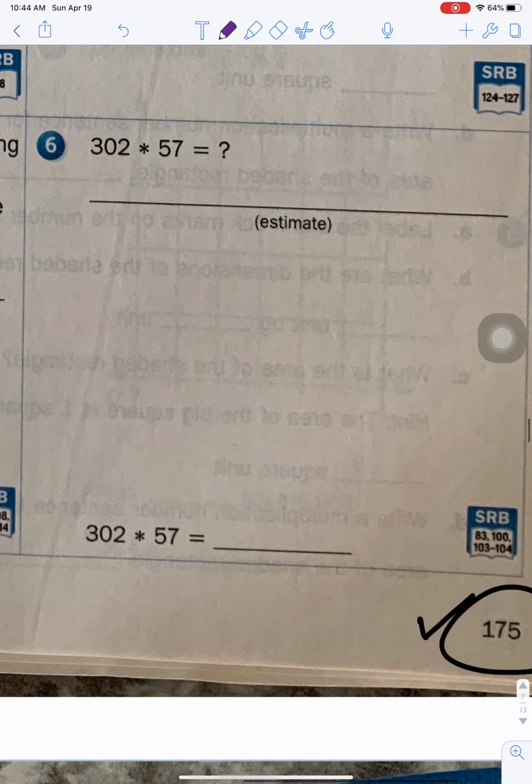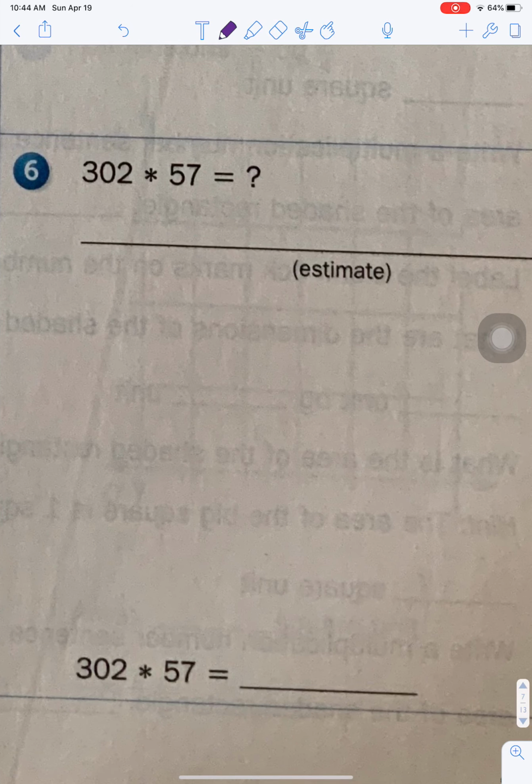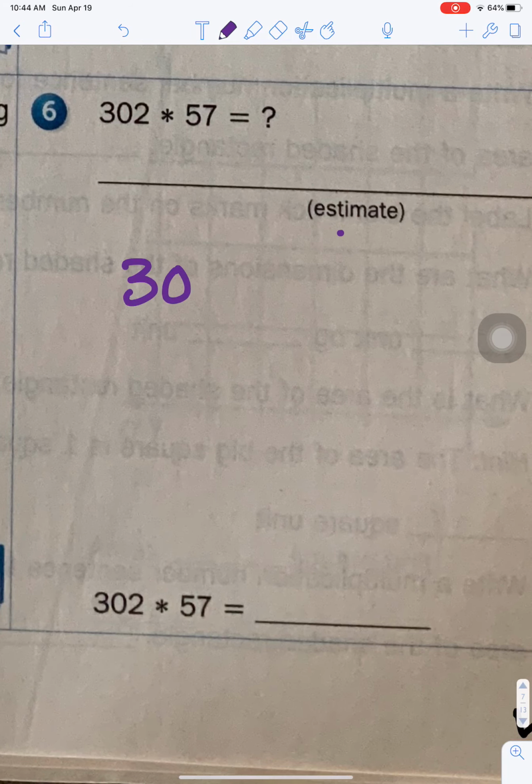Number 6, 302 times 57. I would like you to round this to something, show your estimate, and then down here I would like you to show your work, and I would like you to use traditional multiplication. Press pause.